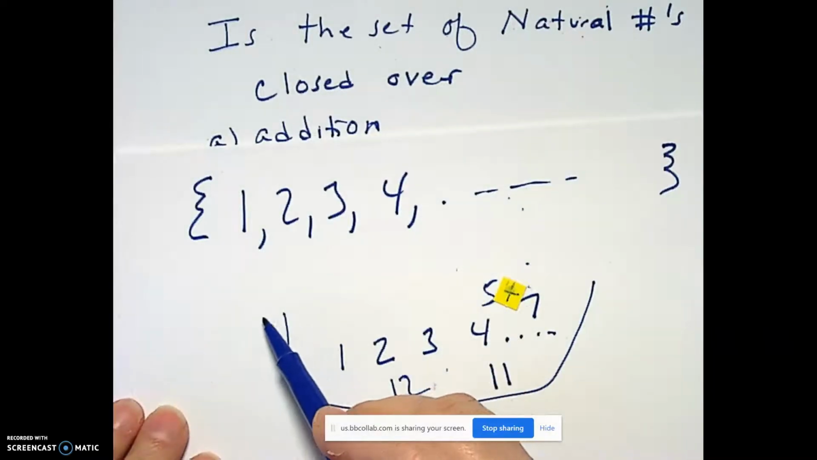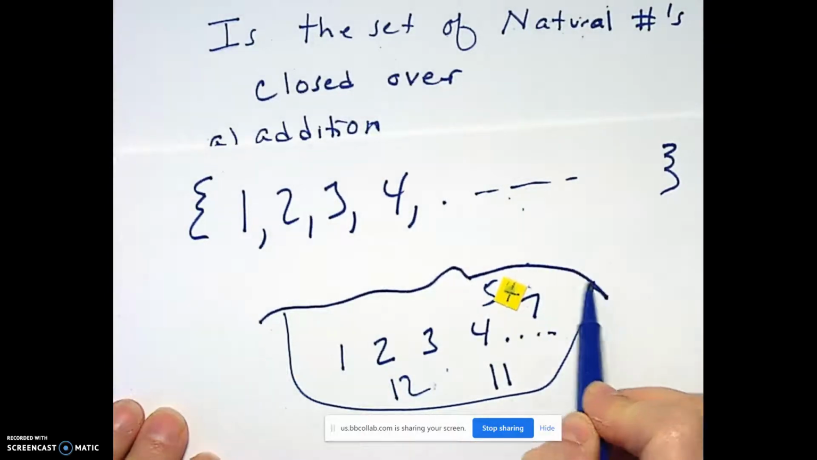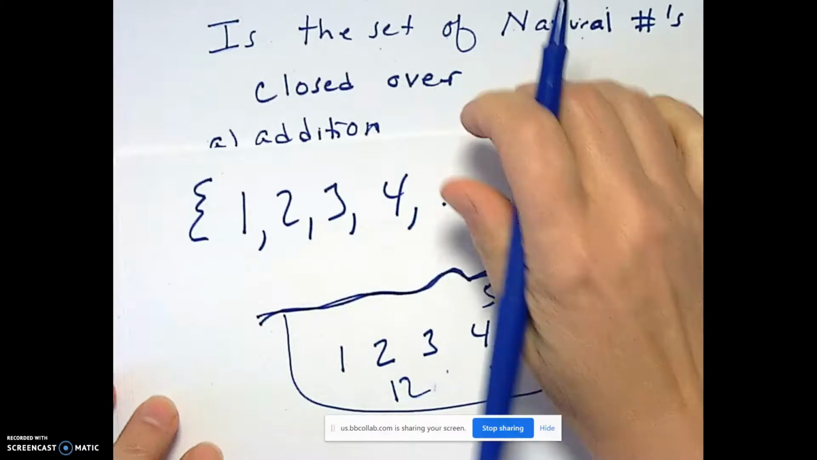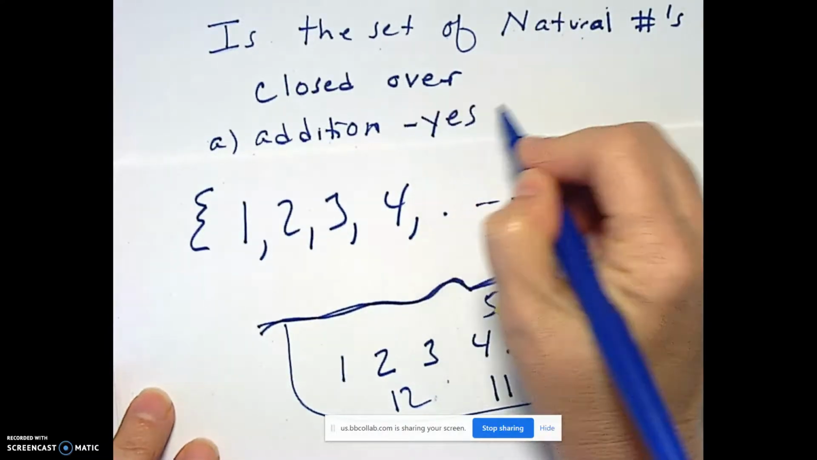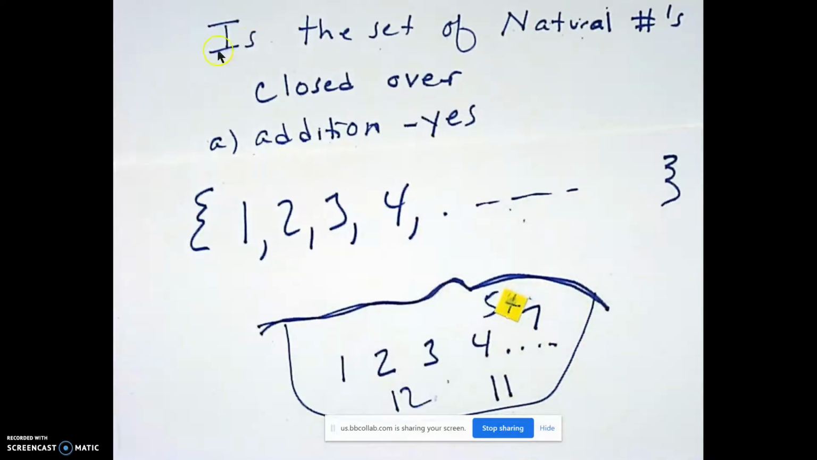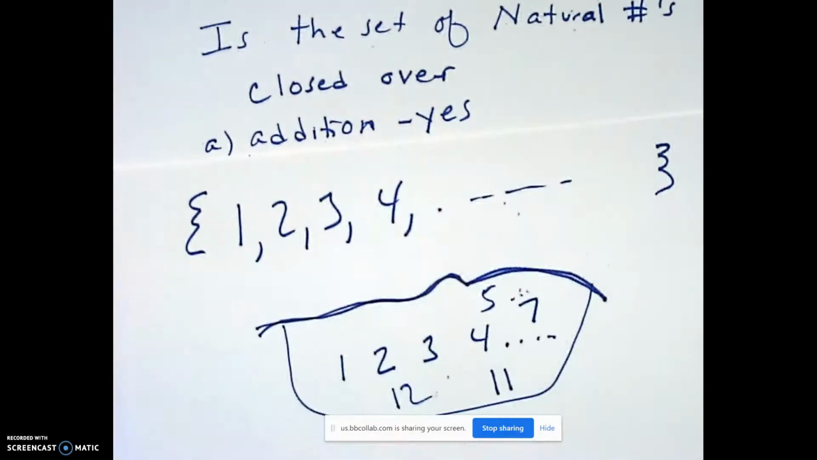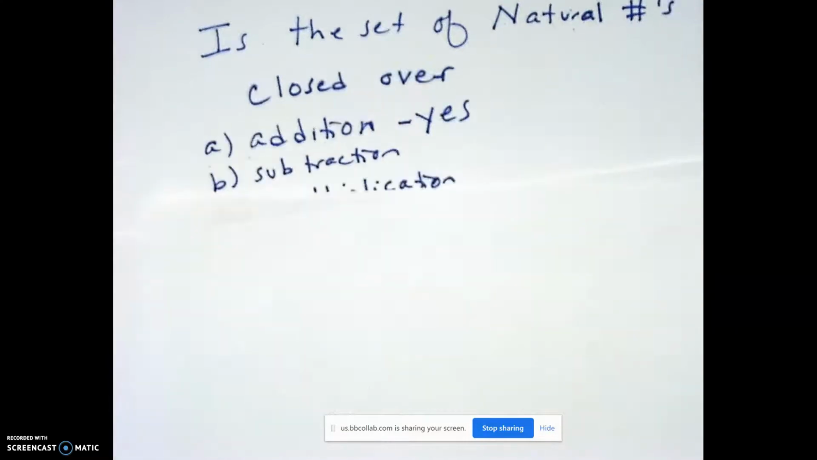And usually if you can't think of anything with some pretty quick examples, then whoop, the lid stays on the pot, and so it's closed. Okay, so the natural numbers with addition, yes, it is closed. And now we're going to move on to subtraction because we already did addition. So let's draw a new pot because now it might get confusing. Okay, so a new pot for subtraction.